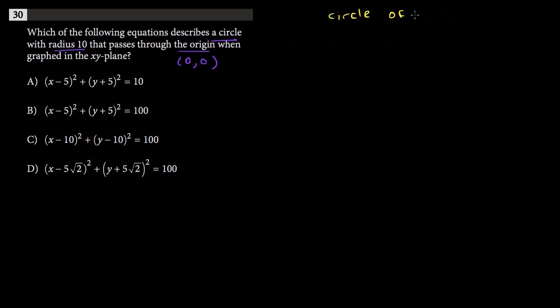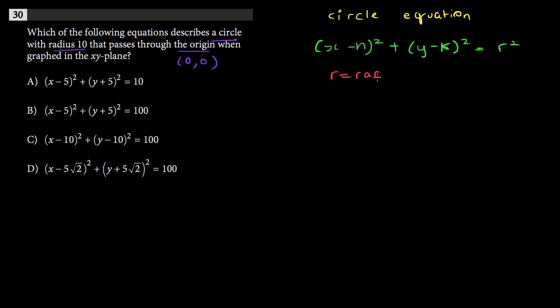or the circle equation. We need to know the circle equation, and that's in the form x minus h squared plus y minus k squared equals r squared, where r is the radius and coordinates h comma k right here is the center of the circle, right? And if you notice, all these answer choices are in this format, the circle equation.